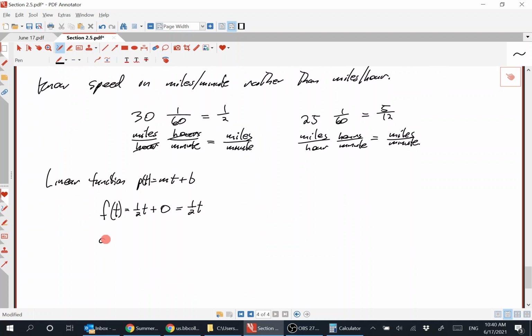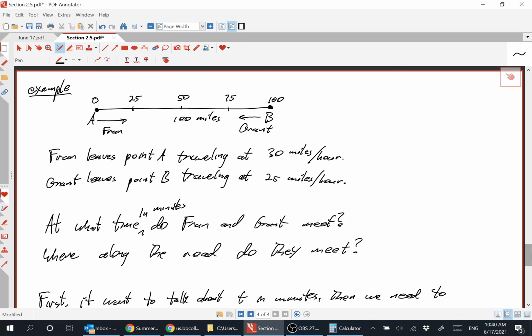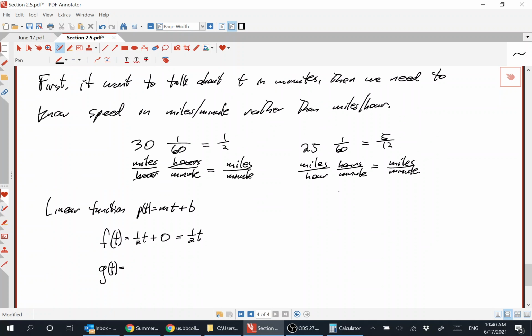Grant's function is what? So Grant is traveling 5/12 miles per minute, but he's going in the opposite direction. Would Fran's initial condition be after? Yeah, I'm going to leave that out for now, just to make it a little bit simpler. So they leave at the same time. Okay, so now Grant's speed is 5/12, but he's going in the opposite direction.